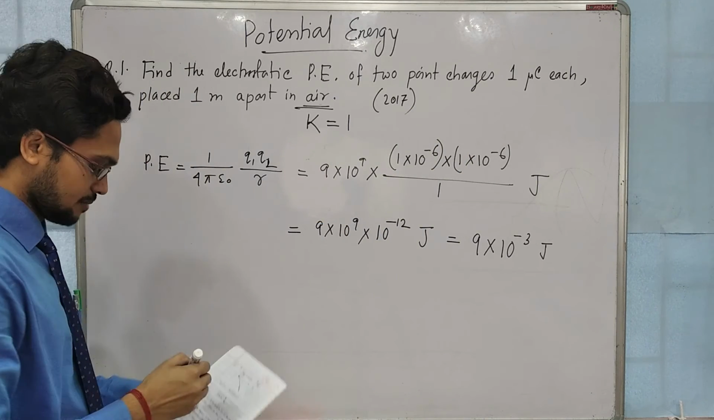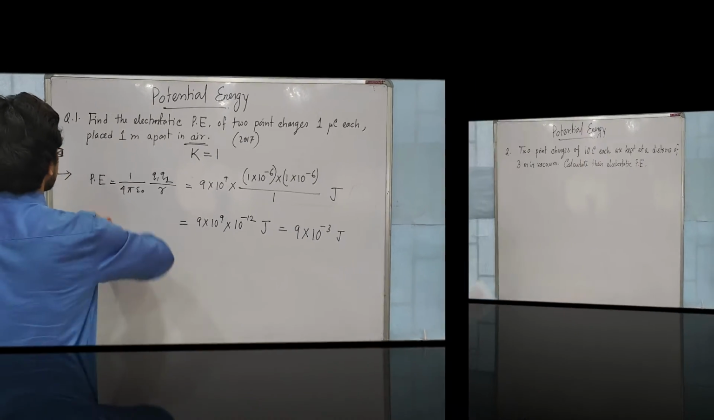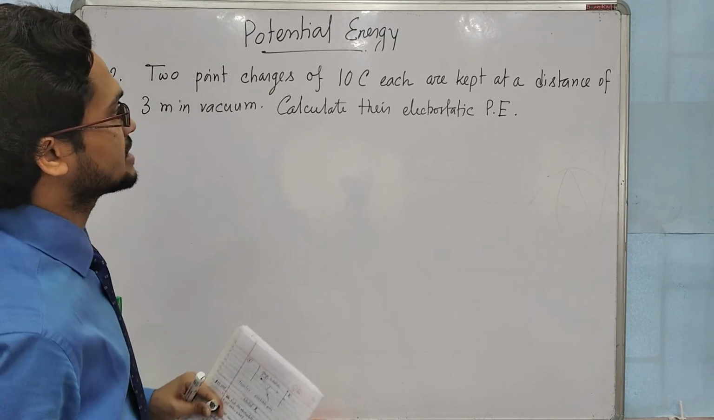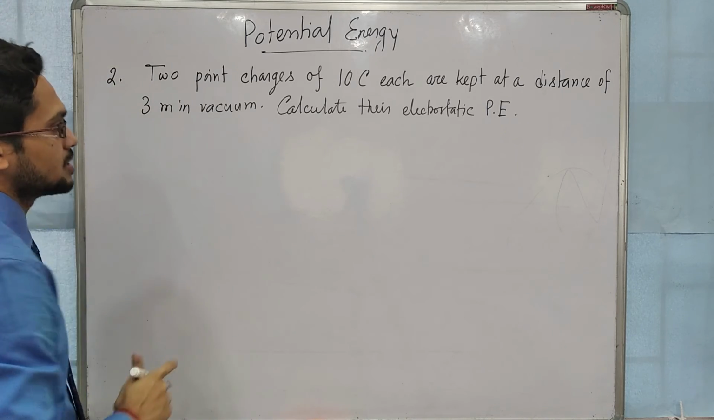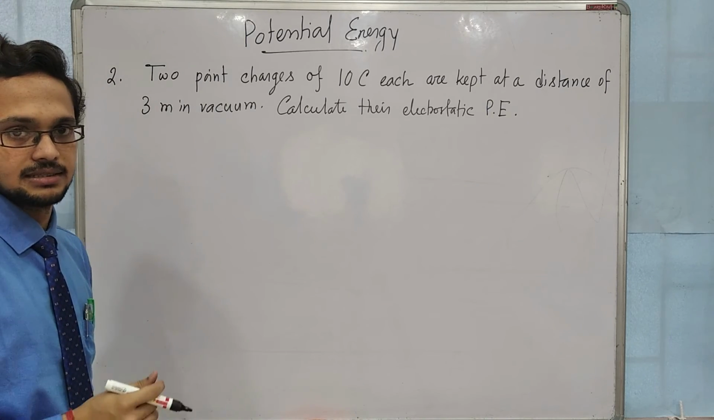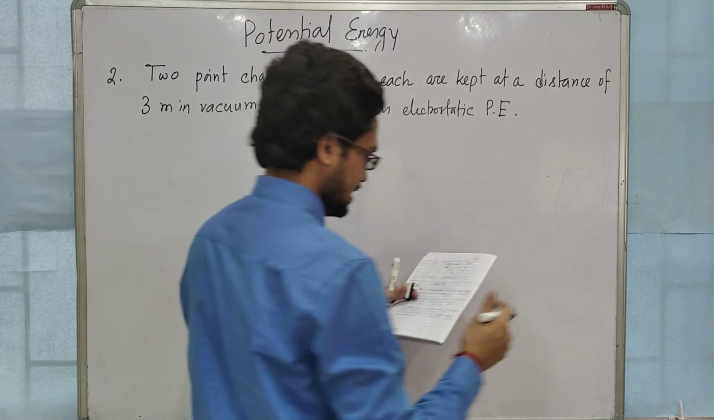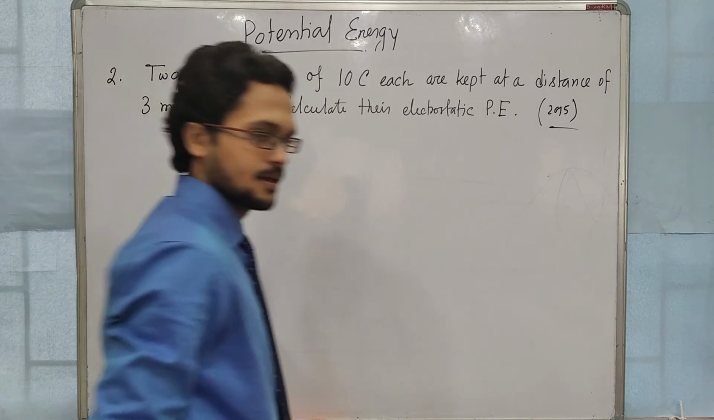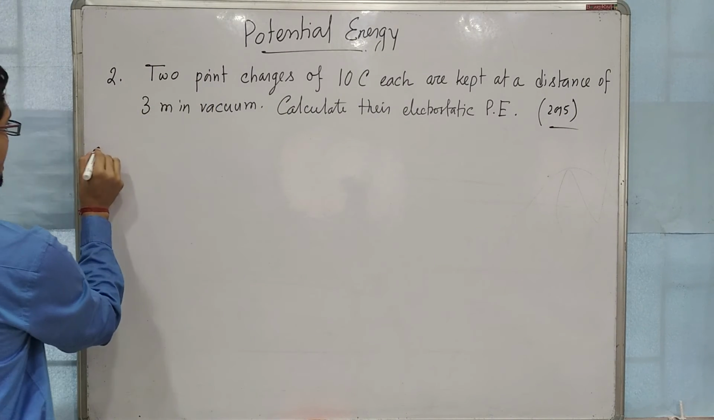Now we will see our second problem. So this is our second problem. 2 point charges of 10 coulomb each are kept at a distance of 3 meter in vacuum. Calculate their electrostatic potential energy. Same kind of problem, and it came in the year 2015. So how will you solve?